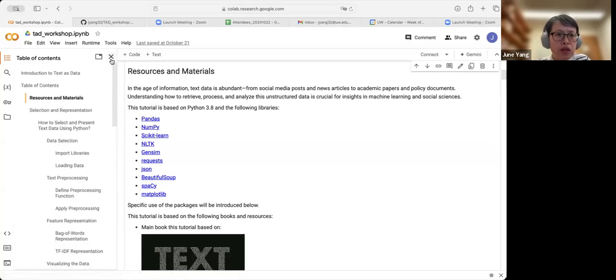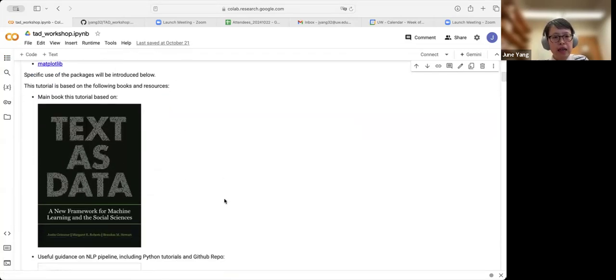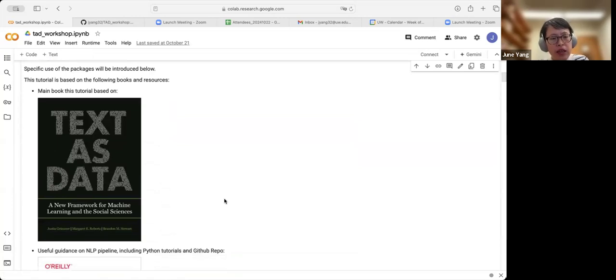And coming back to the resources, this workshop is mostly based on this book, Text as Data: A New Framework for Machine Learning and the Social Sciences by Grimmer, Roberts, and Stewart. This book is especially useful in that it is designed for a social science audience, and it contains a very useful introduction of a methodological toolkit of what we can do, and a lot of existing research that's already published using the methods mentioned. It doesn't contain step-by-step code demonstration, however, and that's what we're going to complement in this tutorial.